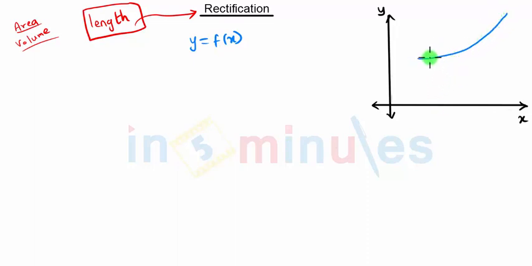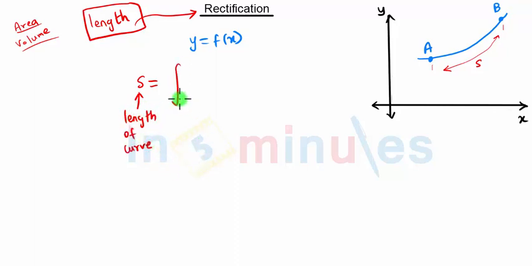This is the starting point of the curve, which we call A, and this is the ending point of the curve, which is called B. We have to find the length of this part only. Let's say the length of this part from A to B is nothing but S. So S is nothing but the length of our curve. So it will be integration of something. What is that something?